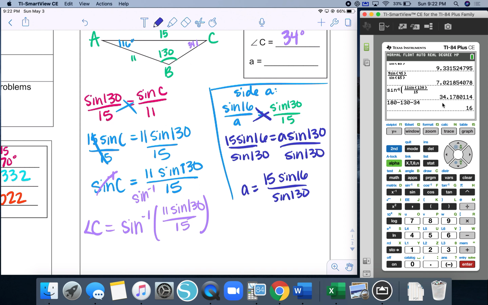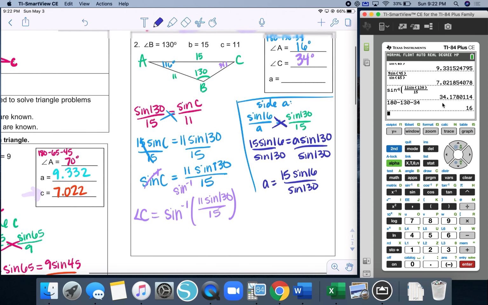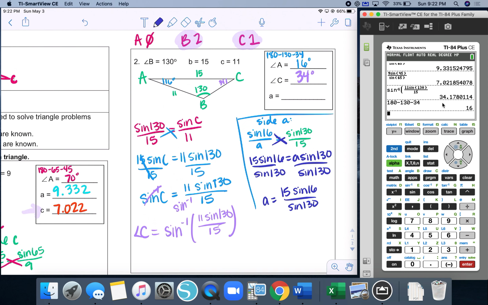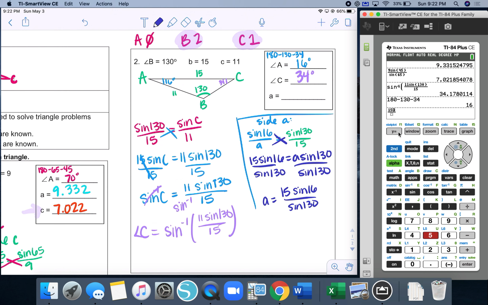over sine 130. Now notice, because I am not looking for angle A, I am looking for side A, I just plug this in like I see it. So the only time you have to do inverse is when you are looking for an angle. If you are only looking for a side, you should be able to plug in like you see it. And remember 3 numbers after the decimal.